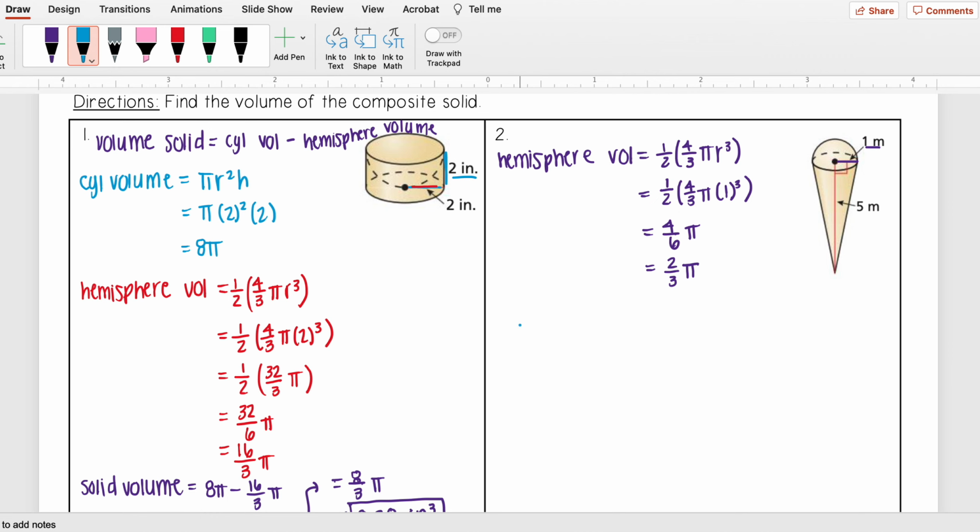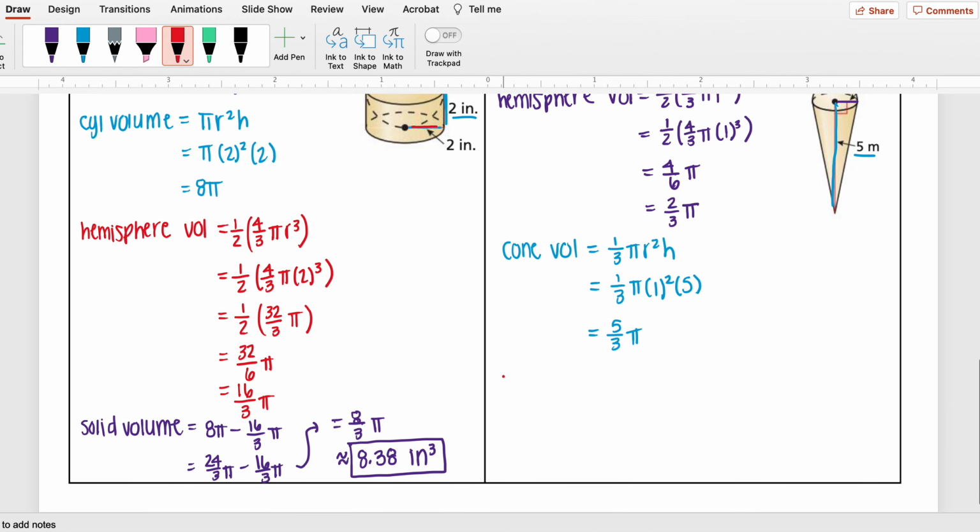Now I need to find the volume of the cone. So the cone volume, if you recall, is 1/3 pi r squared h. And so substituting in my values for r and h, I get 1/3 pi. My radius again is 1. And then I see that my height here is 5. 1 squared is just 1, and then 1 times 5 is 5. 5 times 1/3, I get 5/3 pi.